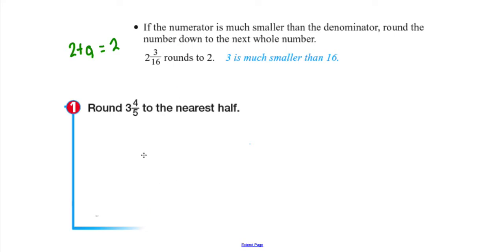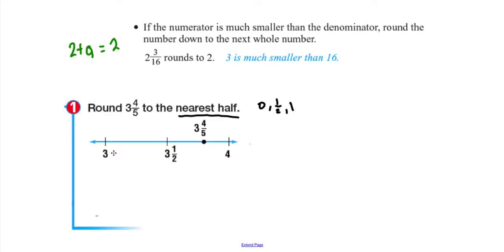Okay, let's take a look at example number 1 and let's apply what we've learned. We want to round 3 and 4/5 to the nearest half. When they say round to the nearest half, you either have to round to 0, 1/2, or 1. That's what it means when it says round to the nearest half. So let's take a look at 3 and 4/5 and see where it lands, and let's create our number line.